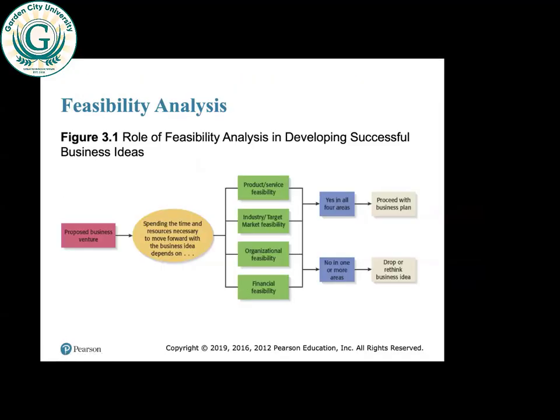Number one, product service feasibility. The first question: is a solution a product or a service? Number two, what are the features and benefits of the product?